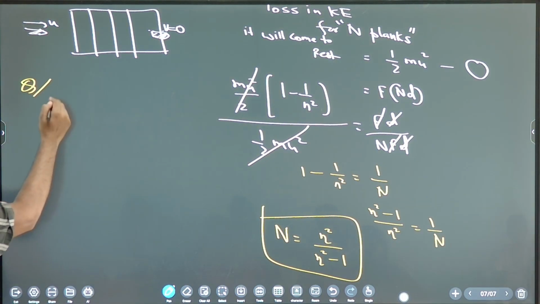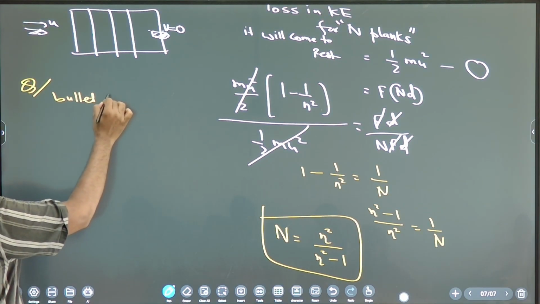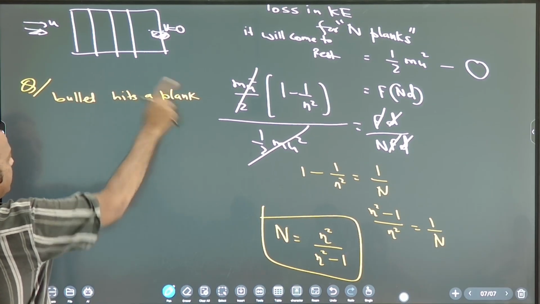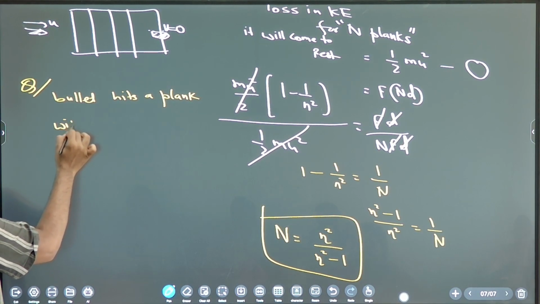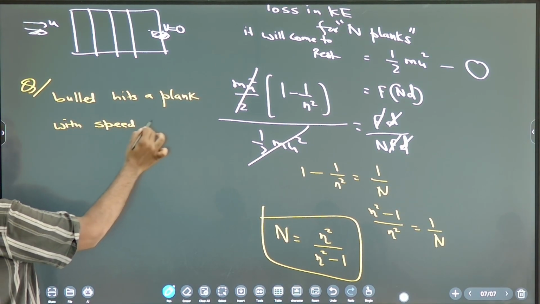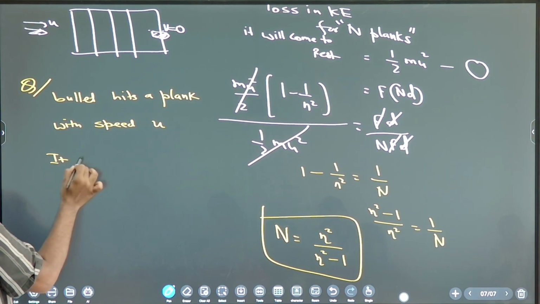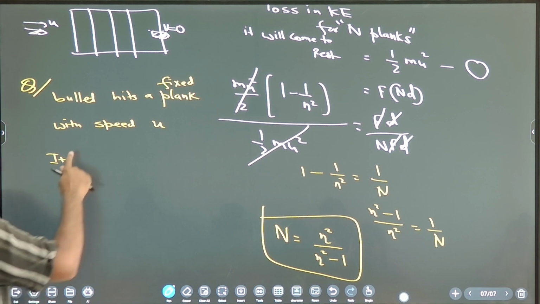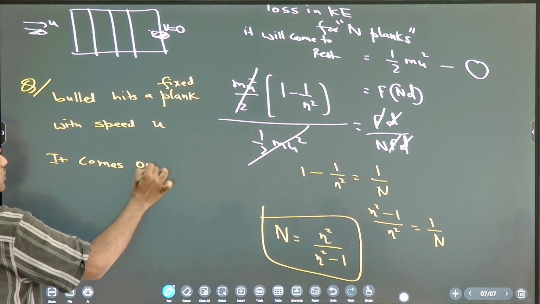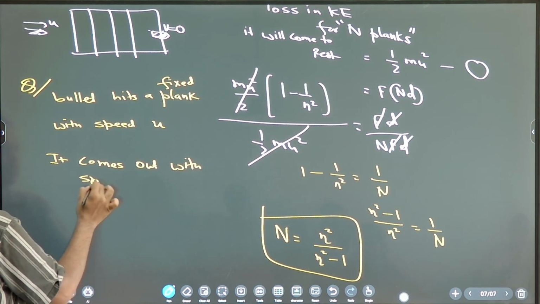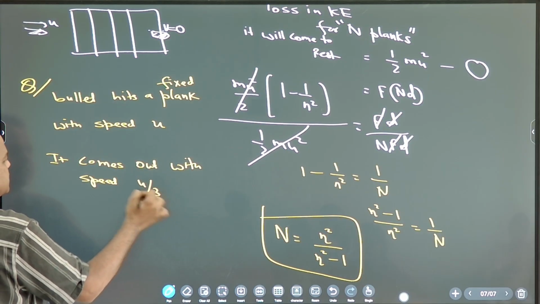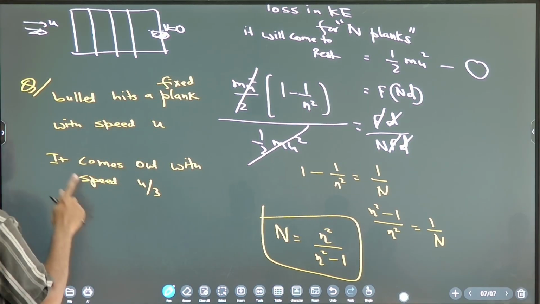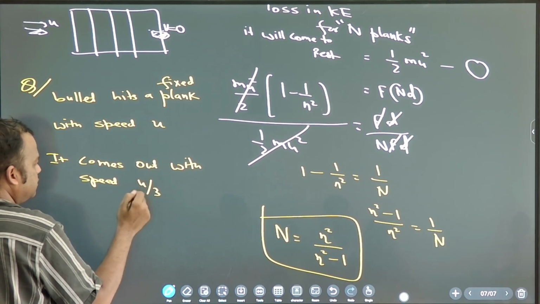So let's solve one question. A bullet hits a plank with speed u. It is a fixed plank, like a wall, like a fixed ball. So it comes out with what speed? Suppose u by 3. Let's take u by 3. A bullet hits a plank with speed u. It comes out with speed u by 3.